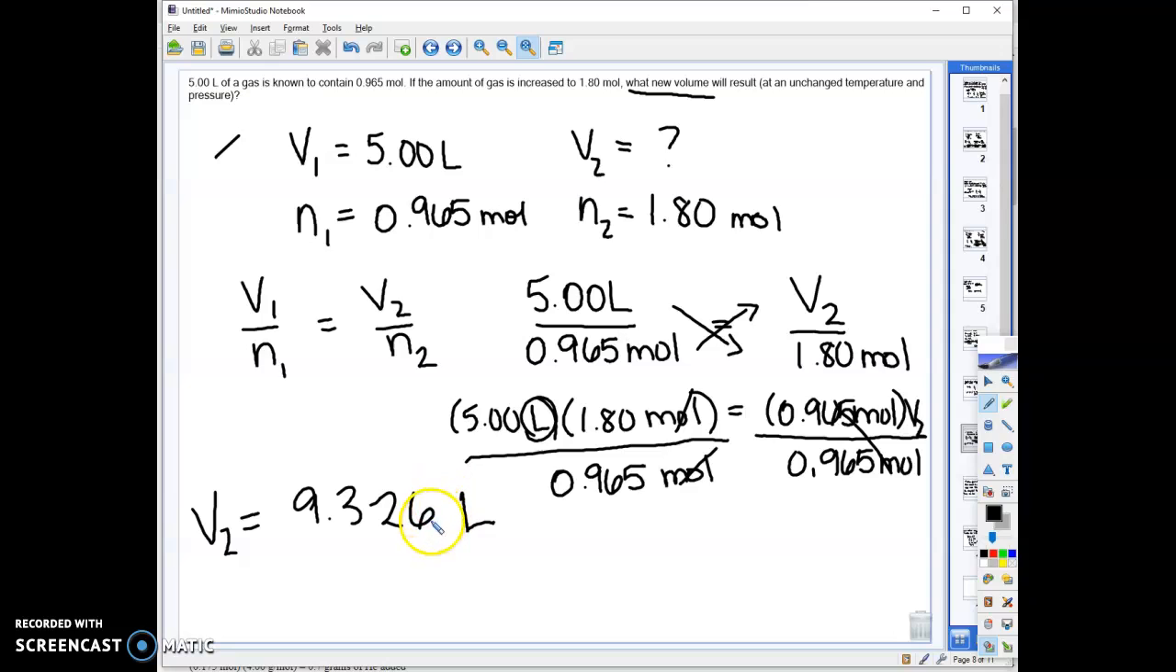So I look and see how many sig figs do I need. Well, I've got 3, 3, and 3. So I'll round to 9.33 liters. Last step, does my answer make sense? Yes, it makes sense. My moles almost doubled, so I would expect my volume to almost double, and it did. It went from 5 to 9.33.